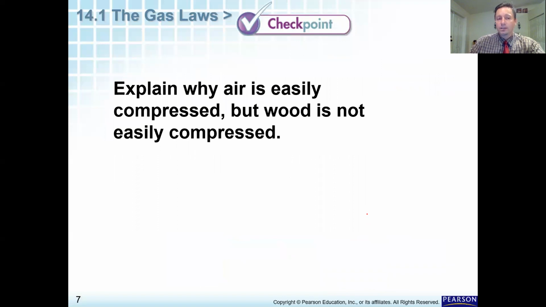So, checkpoint. Explain why air is easily compressed, but wood is not. It's pretty straightforward. I won't spend a lot of time on that. Wood is solid, it is rigid, the particles are moving, vibrating in a fixed position. All of them are vibrating in a fixed position. Please make sure you notate that. But when you talk about air or any type of gas, they're moving rapid and constant and random, but in a lot of space, taking up a lot of space because there's no attraction.